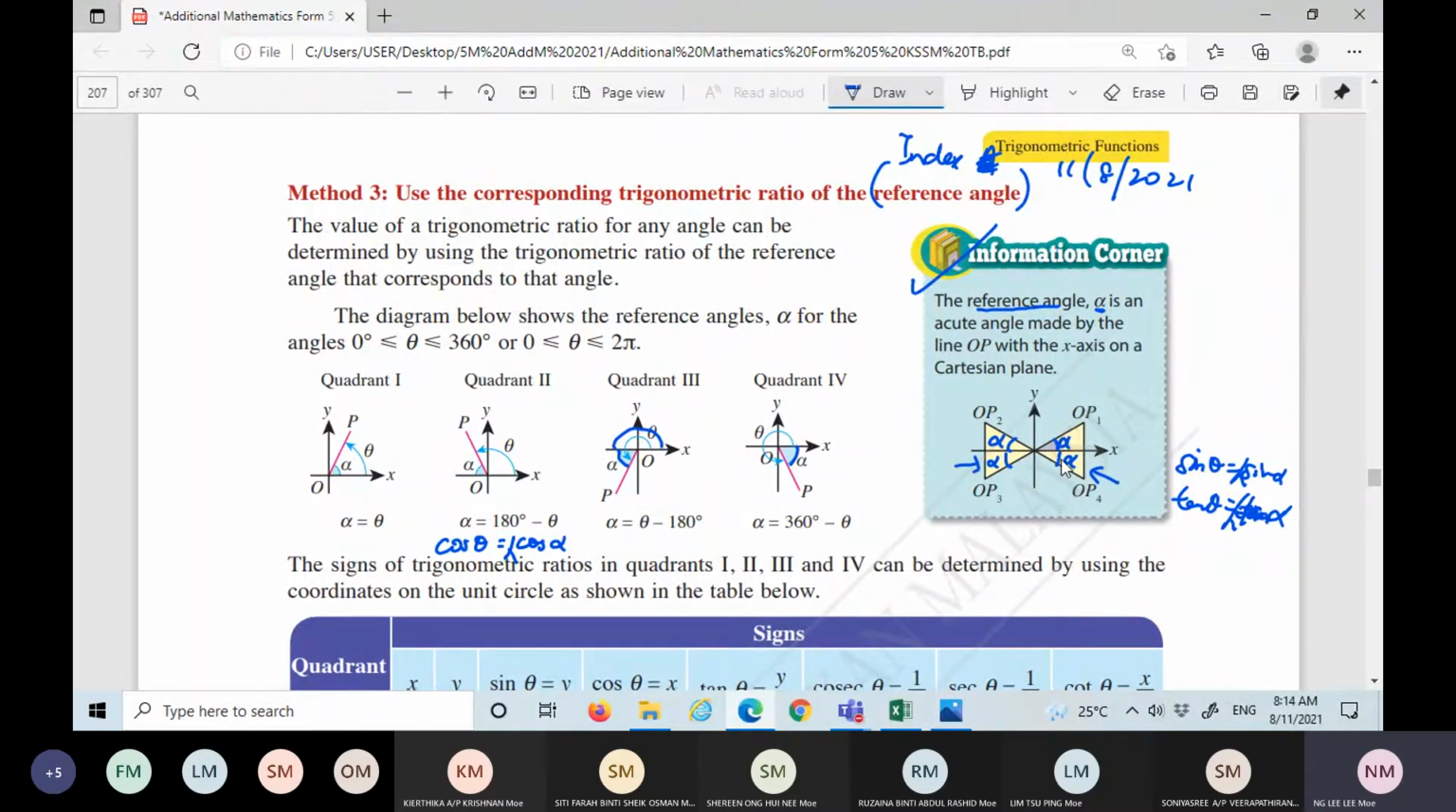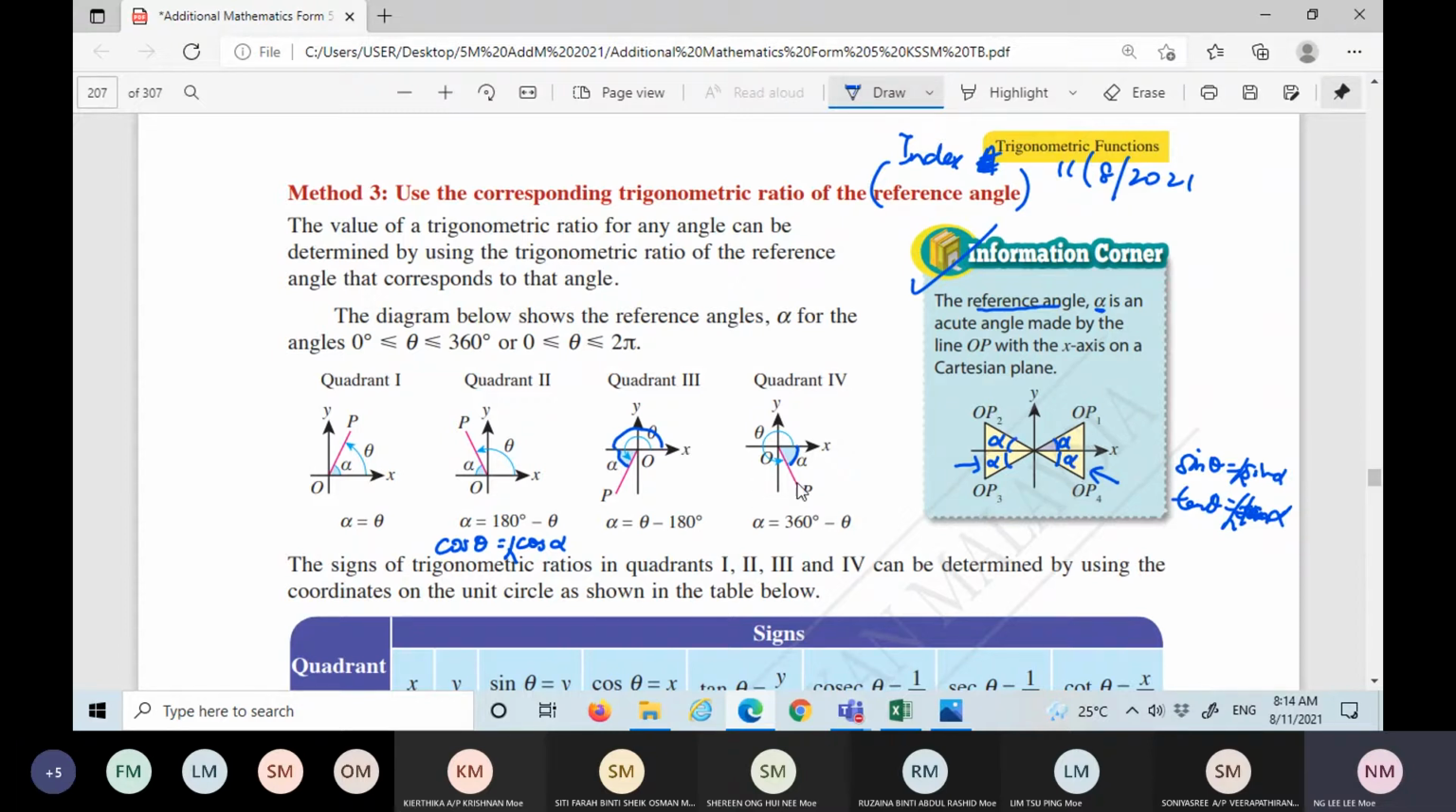So you just always remember the alpha always is from the line to the x-axis. Don't put the line to the y-axis. You put the line to the y-axis, then it's wrong already. So remember, it's the line to the x-axis. You see all the quadrants the same thing.